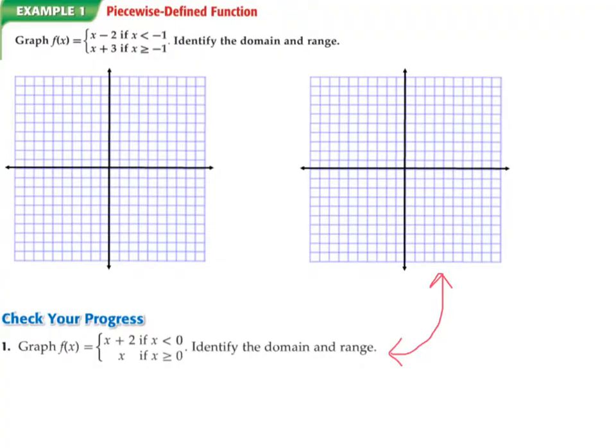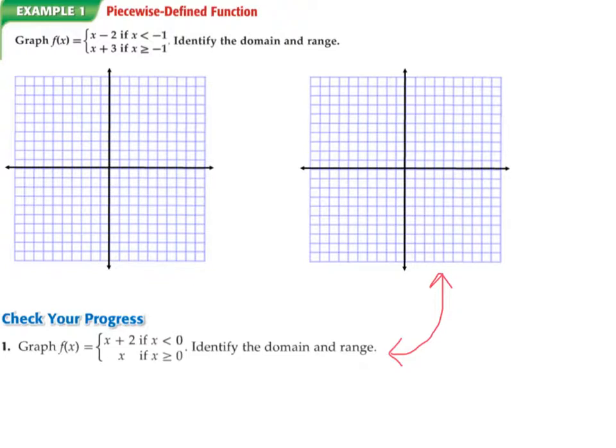In example 1, we're looking at a piecewise defined function and we're going to graph it. And we're going to tell the domain and range. Now, I wanted to just show you guys that the check your progress here actually goes with this graph. So this graph you won't actually be doing anything with in your notes. It was just on there for my in-class notes. So going ahead and looking at this, graph f of x equals x minus 2 if x is less than negative 1, and x plus 3 if x is greater than or equal to negative 1.